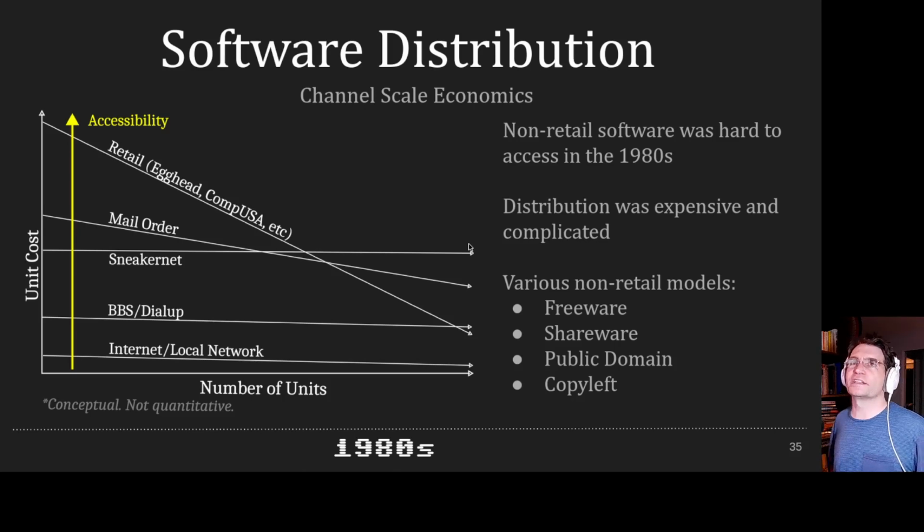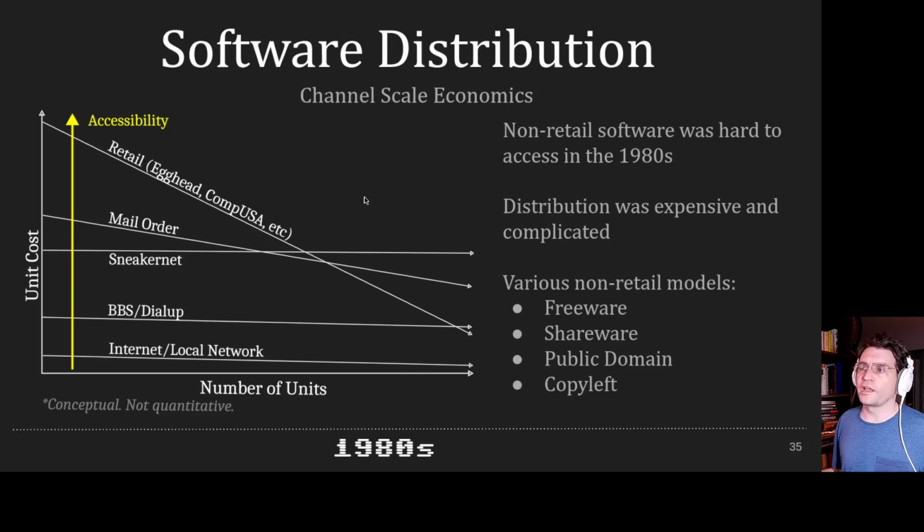And so because retail was so expensive early in the number of units, there were a lot of non-retail methods, because you wanted to lock in some of these older, lower costs, especially if you have something that's not going to be 100,000 units or 1 million or something like that. So you have freeware, shareware, and something that has fallen out of favor since then, public domain, and now we use something called copyleft.